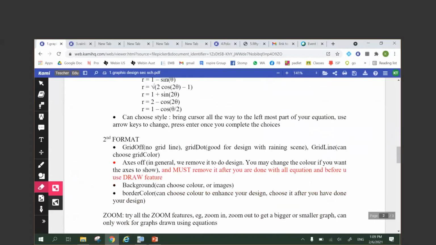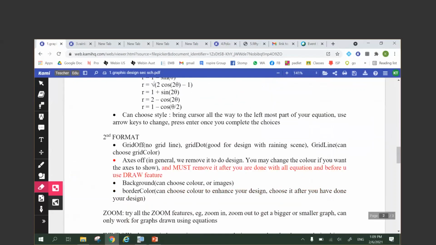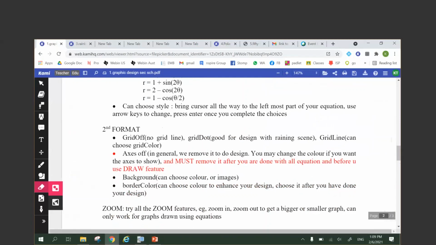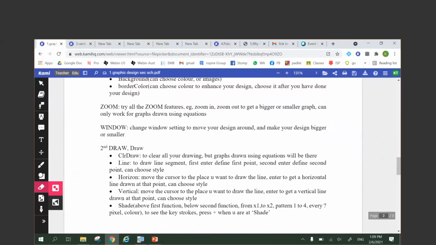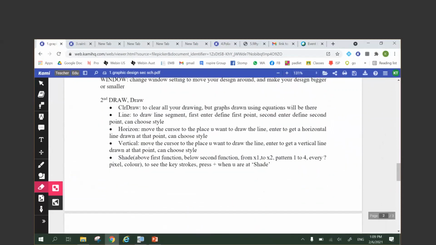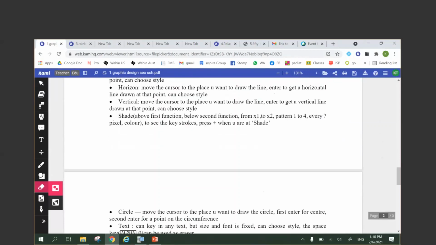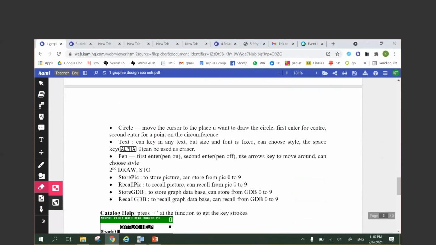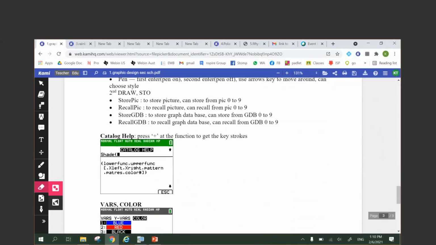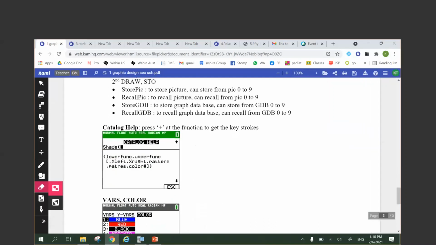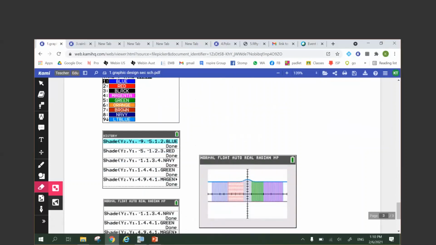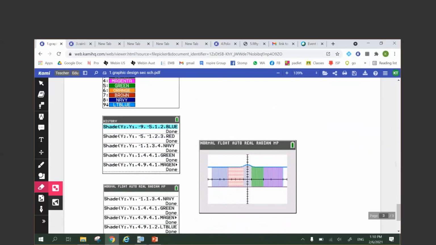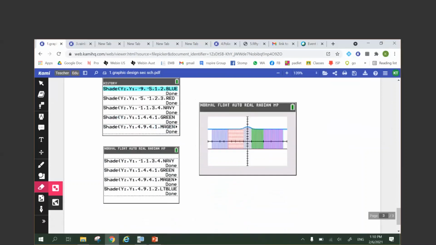Okay. Second, format. What are the useful things in format? To zoom in, zoom out, window setting, and the second draw, all the important and useful second draw features. In case you are lost, catalog help. That means you press the plus key at the function that you want to use, then you can get the help. Okay. The colors also, all the various shading. That is my document 1.